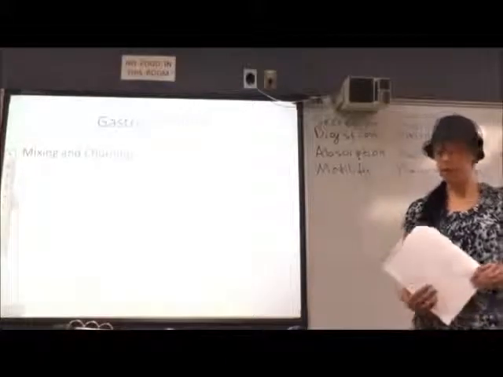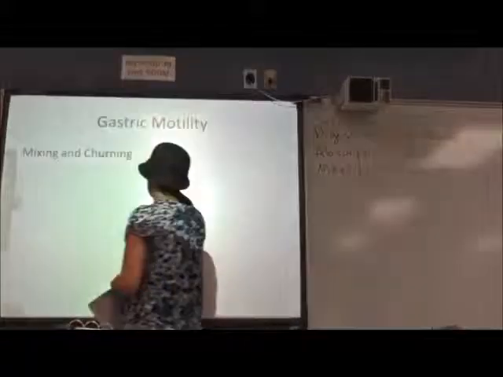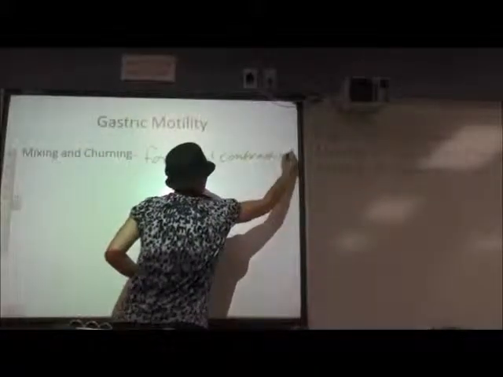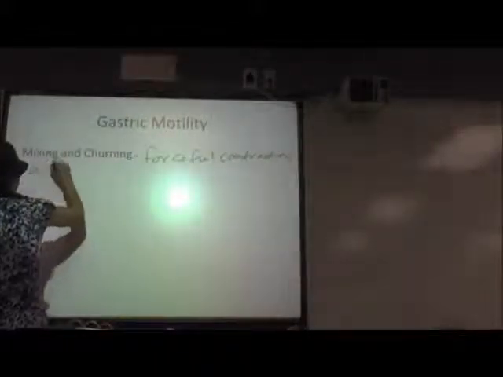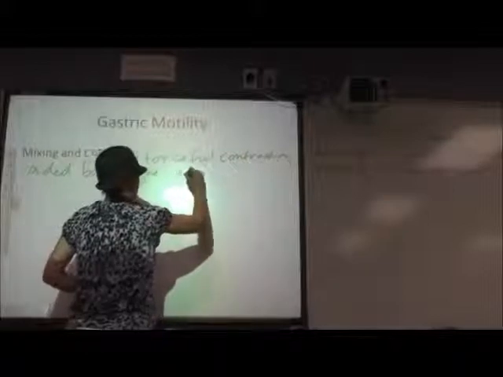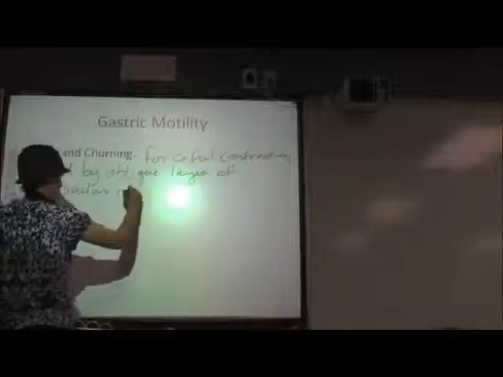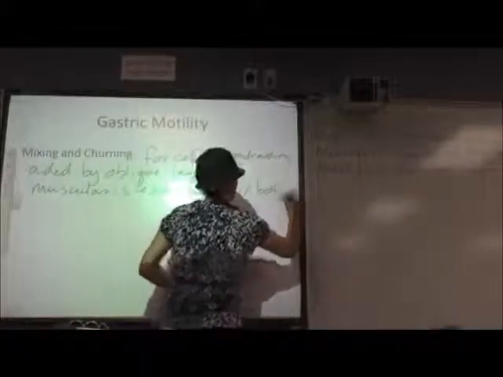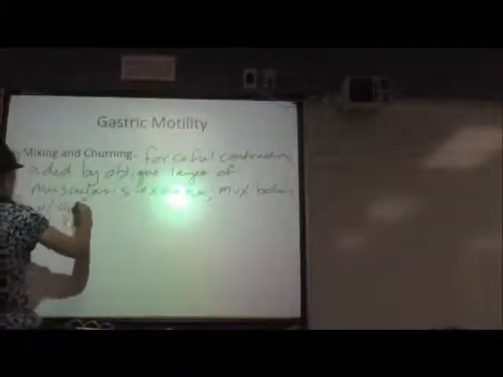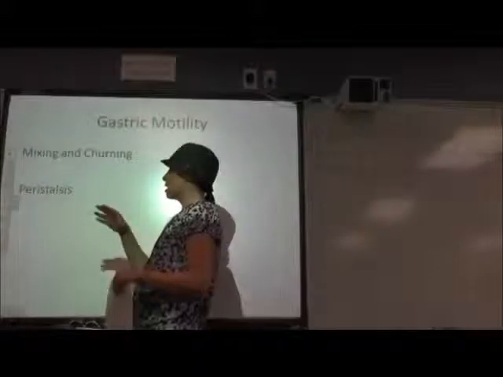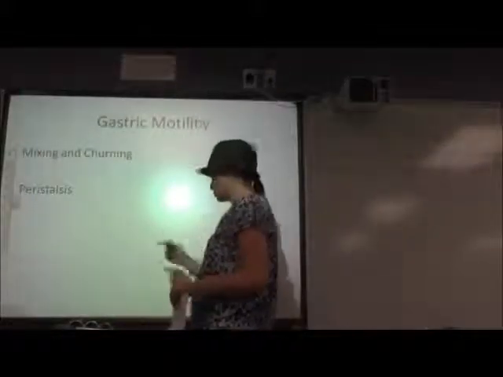All right, so for motility in the stomach, we've got mixing and churning. And again, these are forceful contractions aided by the oblique layer of the muscularis externa. And these are going to mix the bolus with gastric juice. Next we have peristalsis. This is like peristalsis anywhere. This is just the contractions that propel the material toward the small intestine.